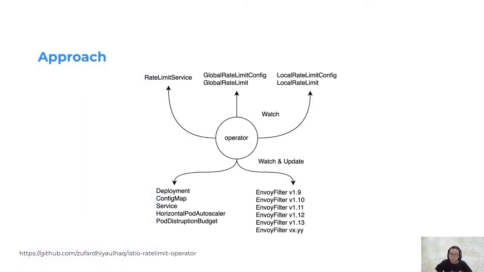With all of those requirements and problems, we came up with a Kubernetes operator solution. This operator will create an EnvoyFilter and several Kubernetes objects based on 5 Kubernetes objects that we introduce, which are rate limit service, global rate limit config, global rate limit, local rate limit config, and local rate limit.